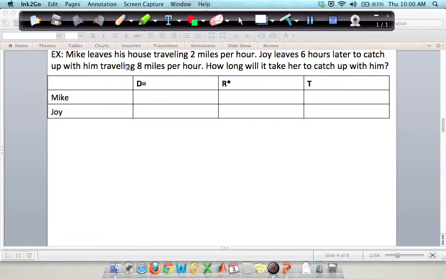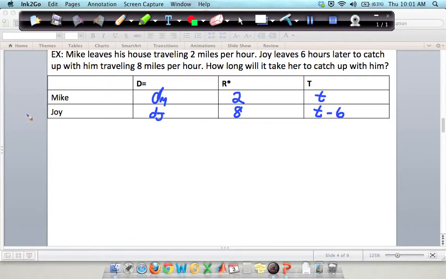So let's start with distance. I don't know the exact distance either one has traveled, so I'm just going to put distance for Mike, and that's an M, distance for Joy. I do know their rates. Mike's is 2, and notice I leave the units off when I'm filling in the table. And then for Joy, it's 8. And then I don't know their exact time, but I know that Joy leaves 6 hours later. So that means if Mike's time is t, hers has to be 6 less. So hers would be t minus 6.